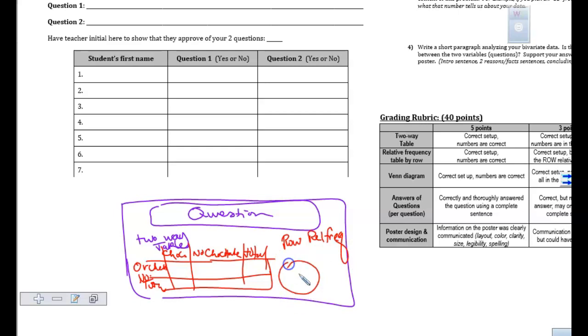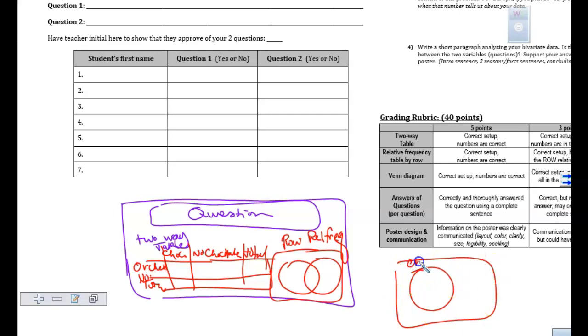And then you're going to have your Venn diagram, right? What if people don't like chocolate and aren't in orchestra? If people that like chocolate, none of them are in orchestra, will my circles overlap in this Venn diagram? No. So is it possible that your Venn diagram could be chocolate and orchestra, and they had nothing in common, right? Because they didn't have any overlap.